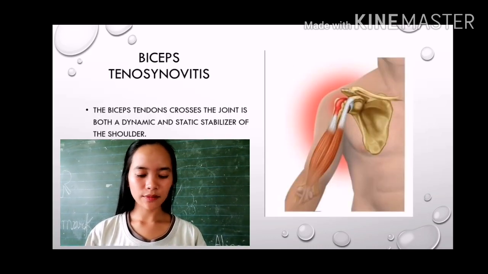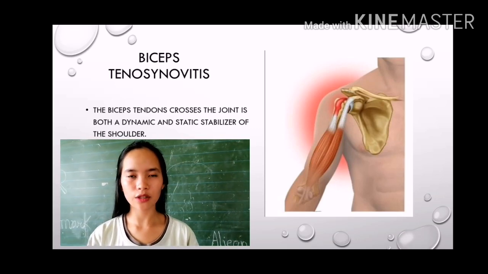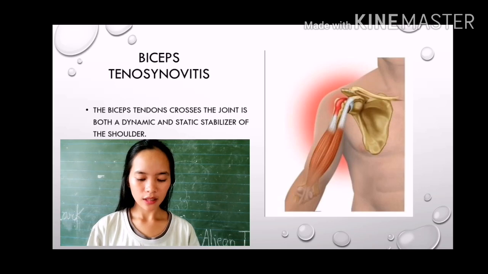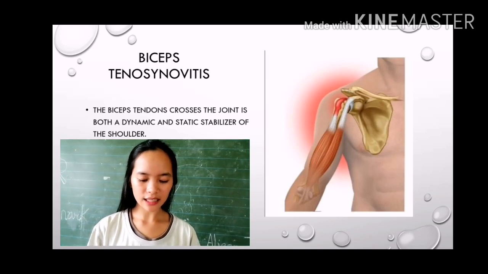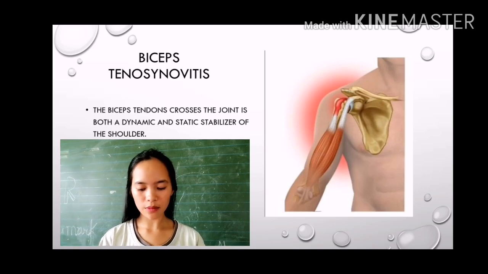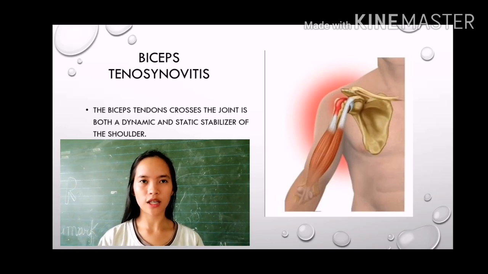And the last one, biceps tenosynovitis. The biceps tendon crosses the joint and is both a dynamic and static stabilizer of the shoulder. To prevent this, do warm up and stretching every time you start a game.